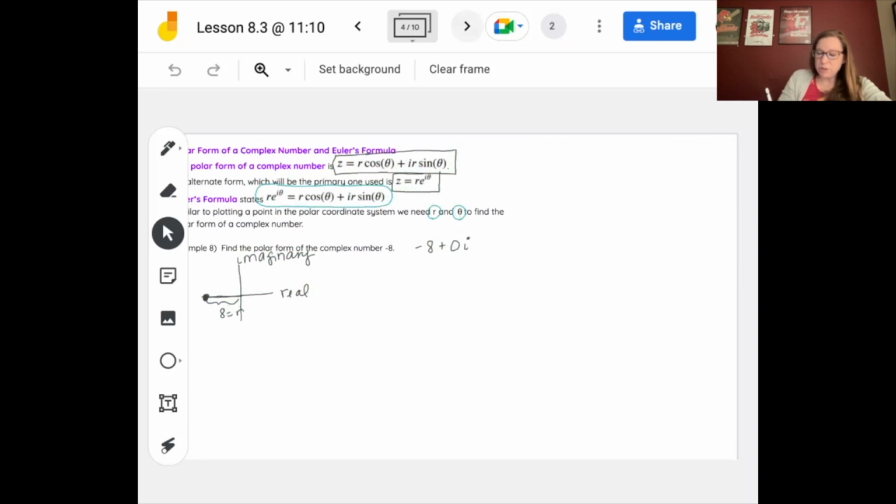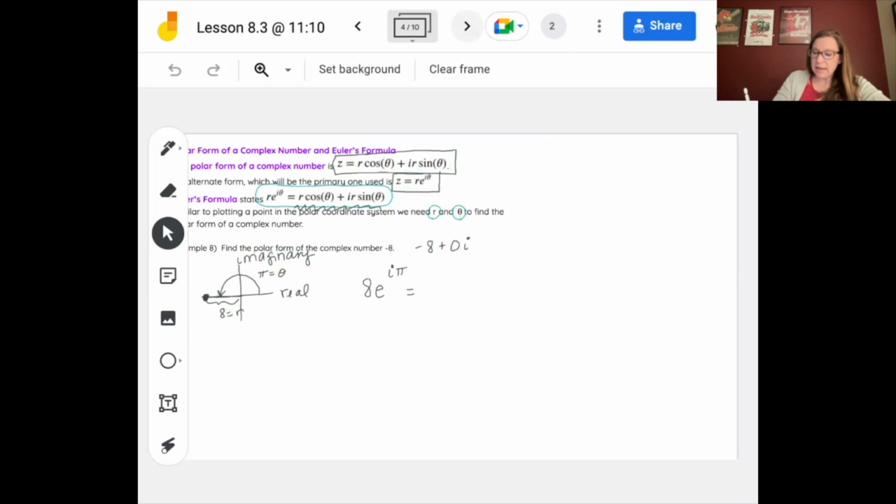In standard position, as I come towards my point, I know that I'm going a distance of pi for theta. So now I have the two pieces that I need to write using Euler's formula. Our radius of 8 times Euler's number e to the power of i theta, and theta is pi. To double check, I'm going to set this equal to the right-hand side.